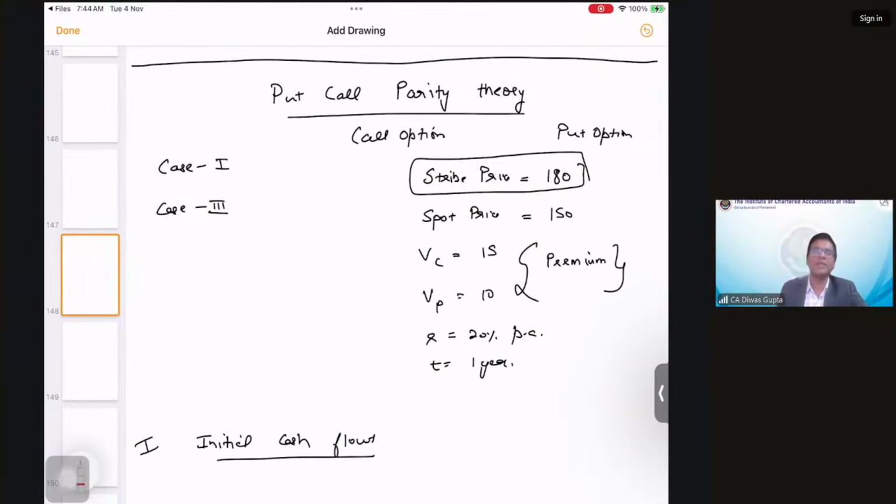Any questions, students? Let me take a pause before we move to the put call parity theory. Okay, Khaled, I think we have discussed this. Do you want me to take any other example of a call option writer?